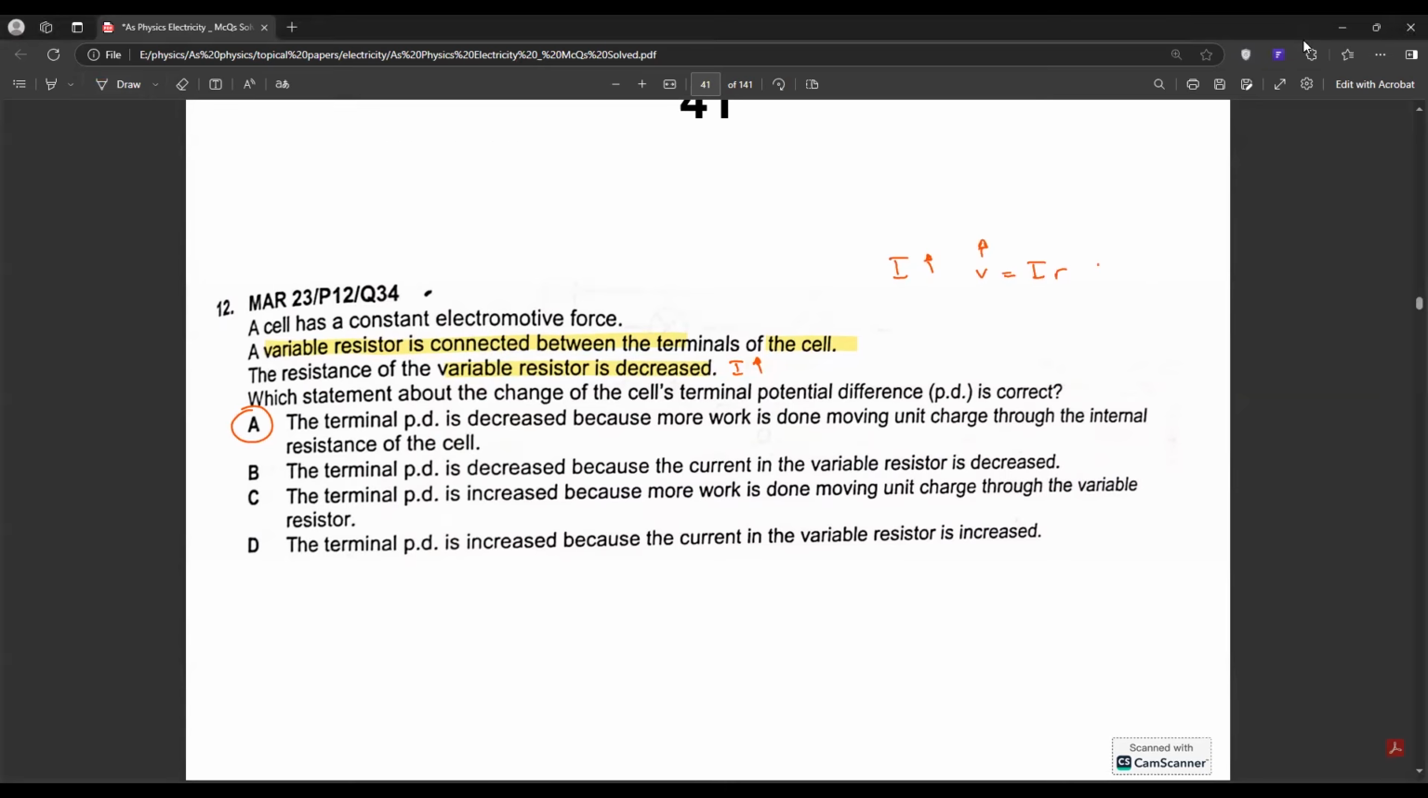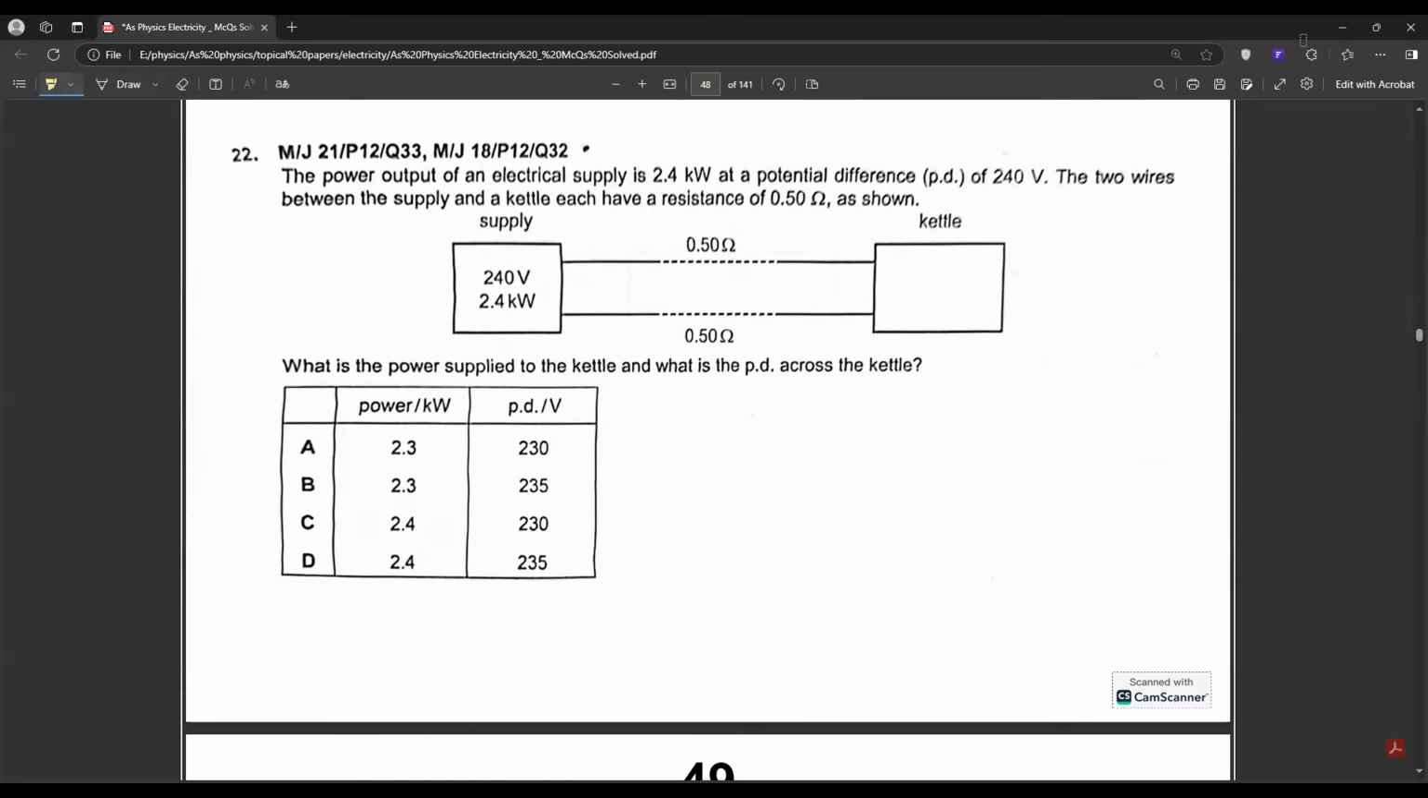Let's further move ahead. Okay, let's see this. The power output of an electric supply is 2.4 kilowatts. Okay. At the potential difference of 240 volts.